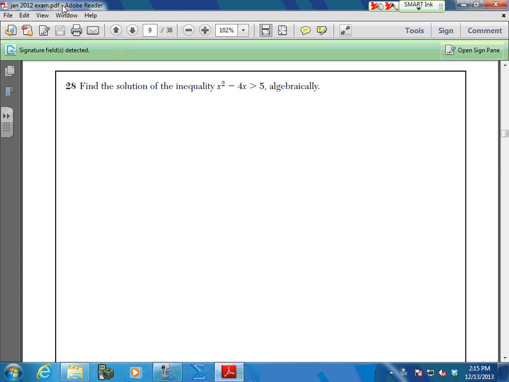Okay, we are continuing with January 2012 regions. Number 28. This is a quadratic inequality. Because it's a quadratic, get everything to one side. You want this quadratic wherever this is positive. When something's greater than 0, it's positive.